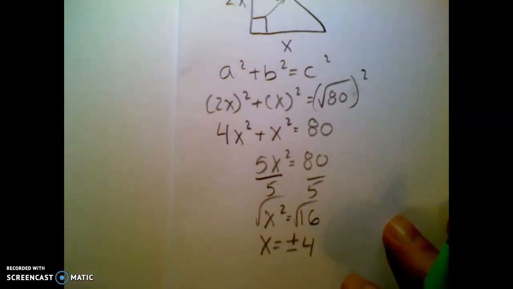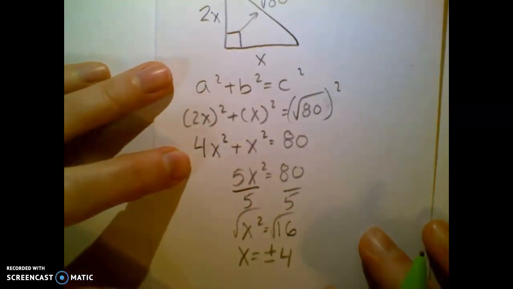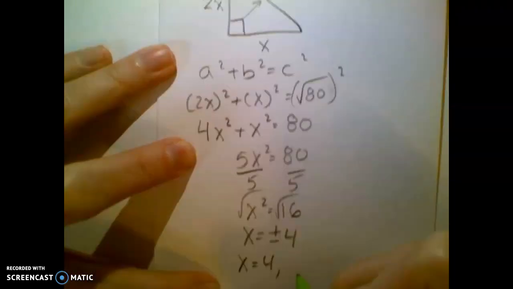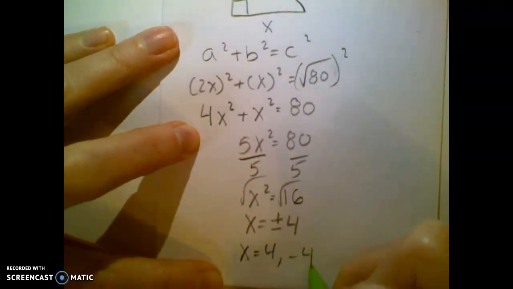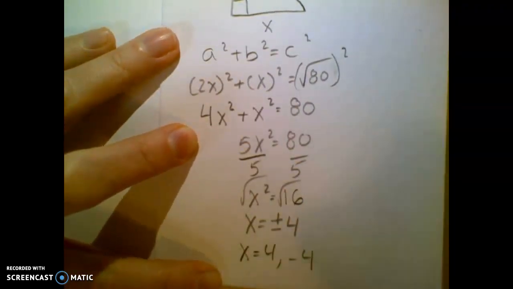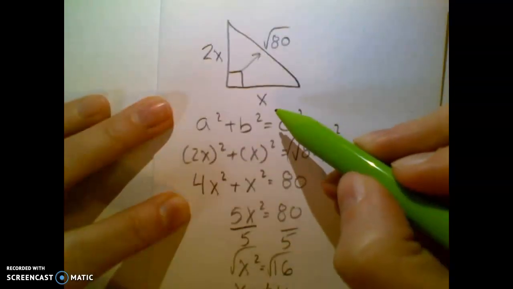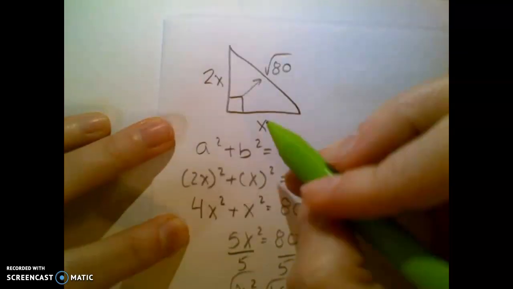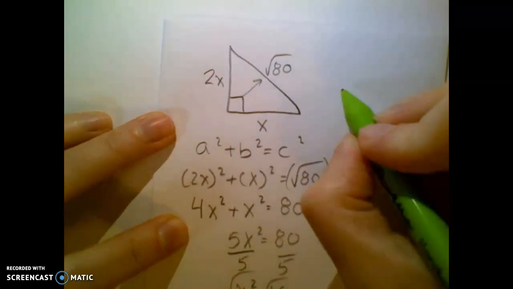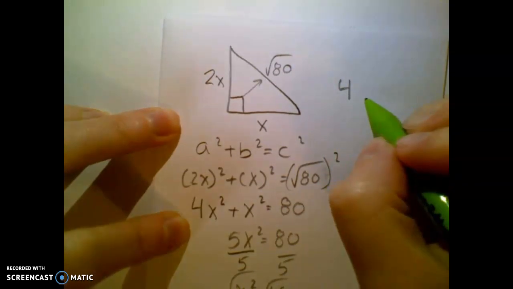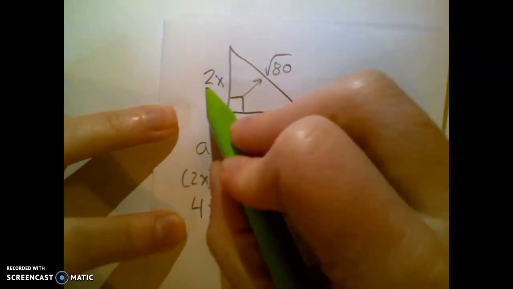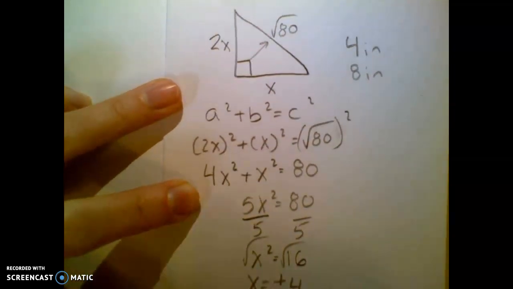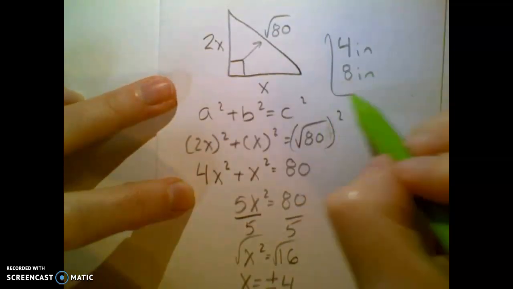Well, the question said find the lengths of the other legs, so I do need to take this 4, which actually I have 2 answers. I have x equals positive 4 and x equals negative 4, but I can't use a negative 4 because if I plug in negative 4 in for my side length, that doesn't make any sense. So x equals 4, I'm just going to take that back in and plug it in. Plug it in here, I get one side is 4 inches, and the other side, 2 times 4, is 8 inches. Okay, I succeeded. So there's my answer.